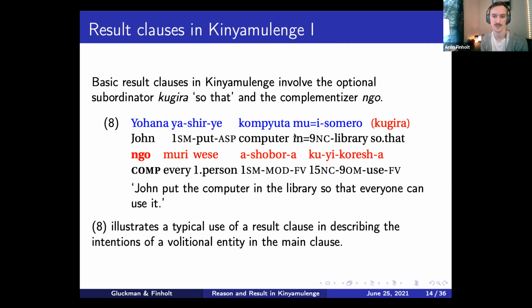John put the computer in the library so that everyone can use it. The result clause here is headed by the optional subordinator kugira, and then the obligatory complementizer ngo. And so 8 here really illustrates a typical use of a result clause in the sense that it describes the intentions of a volitional entity, here John, that's in the main clause. That is, the intention of John putting the computer in the library is so that everyone can use it.